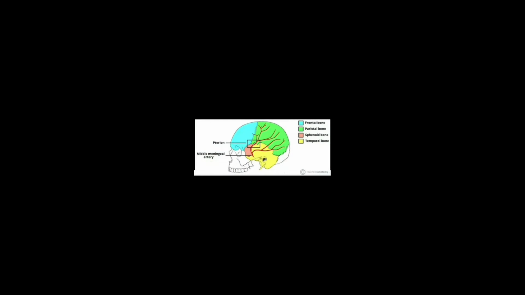In this picture, we can see the frontal bone, parietal bone, sphenoid bone and temporal bone. Pterion is the point where all these bones meet. The middle meningeal artery can be seen as ascending just beneath the pterion.